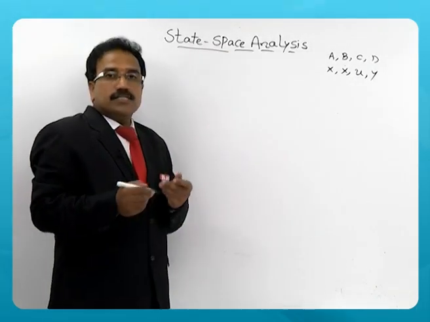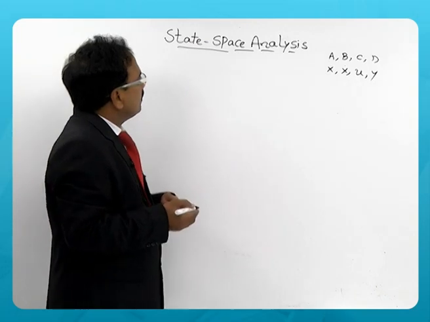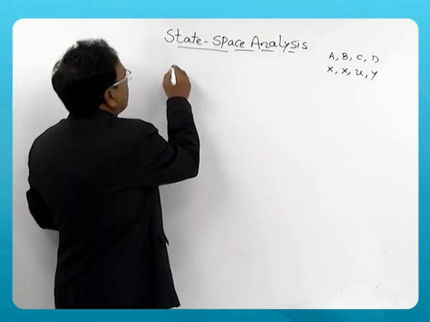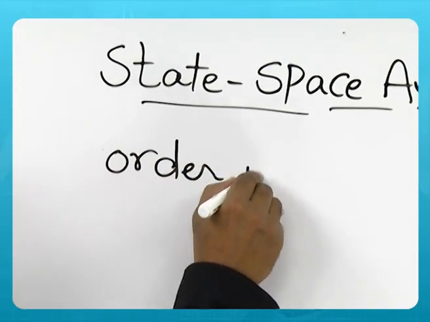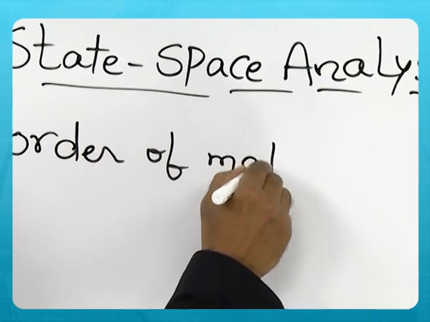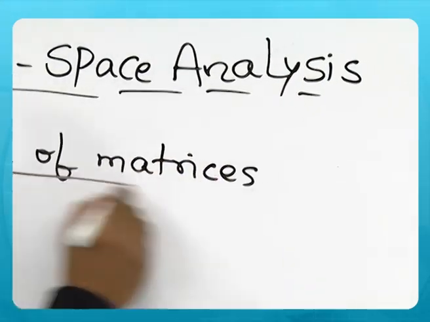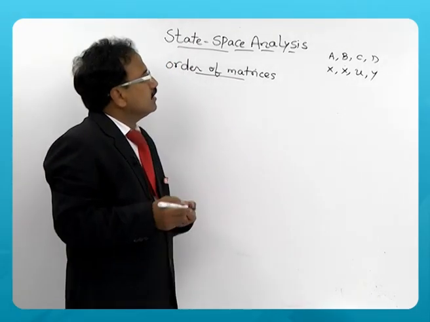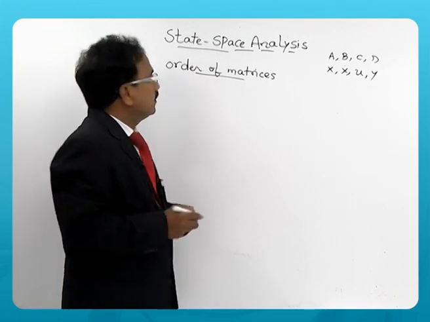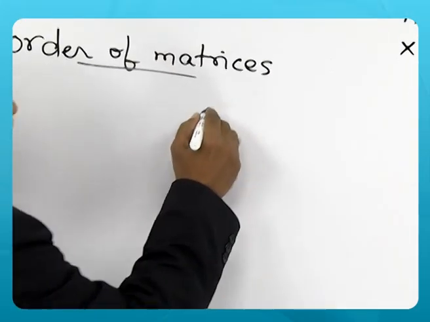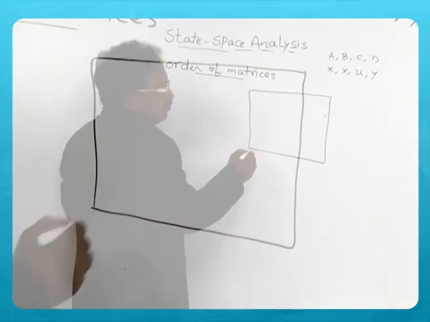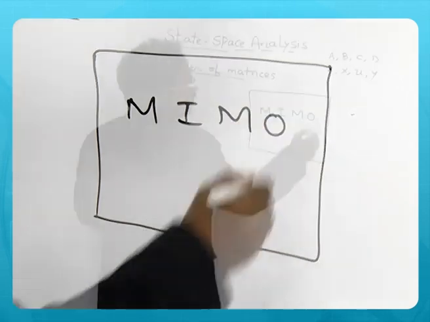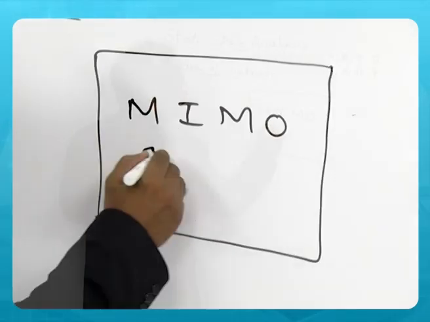As this state space analysis is applied to the multiple input and multiple output system, I want to know the order of the matrices and the dimension of the vectors, the dimension of the state vector, input vector and output vector. So generally the multiple input, multiple output system is called MIMO.